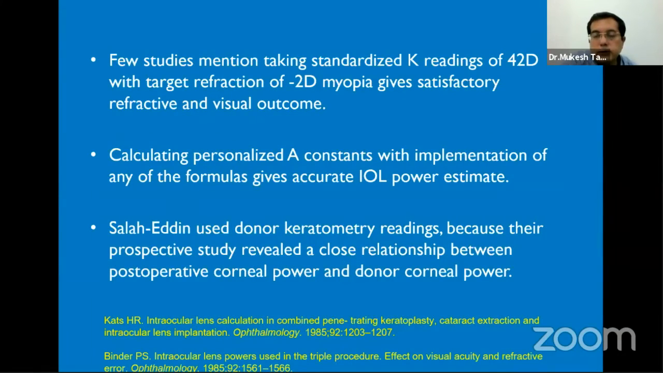Many people have also used 42 or 43 diopters as standard K, but the problem remains the same: the post-op refractive error calculation is very unpredictable. There is at least one study where the author, Dr. Slaudin, has used donor keratometry.